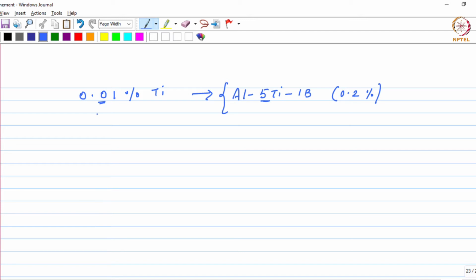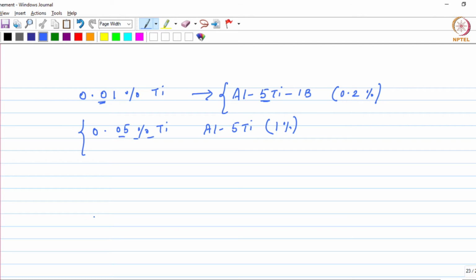But sometimes you can also add a little higher quantity, let's say 0.05% titanium, which can be added in the form of aluminium 5 titanium master alloy. So for this alloy, you would only need 1% for this 0.05% titanium that you need in the melt. Okay.